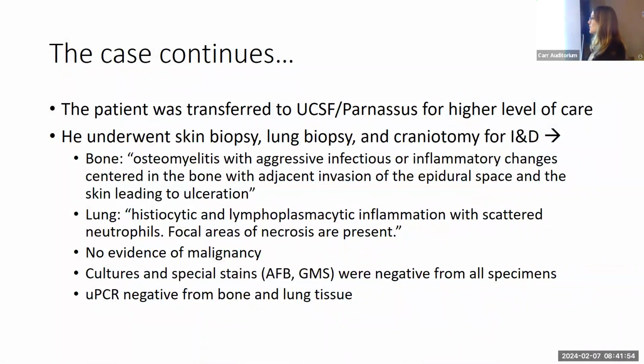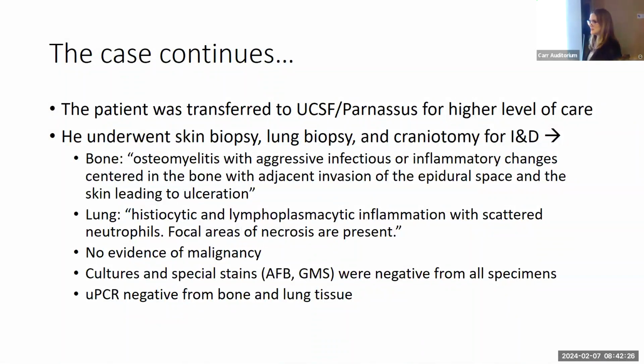So the bone did show osteomyelitis with a pretty aggressive either infectious or inflammatory process. It was centered in the bone and had an adjacent invasion of the epidural space and the skin, so pretty gnarly. The lung lesion kind of showed non-specific inflammation, and I didn't put the skin findings here, but it was similar. It was sort of non-specific findings. There was no evidence of malignancy on any of the tissues that were examined.